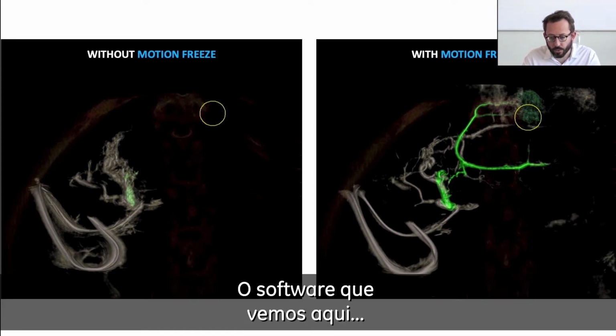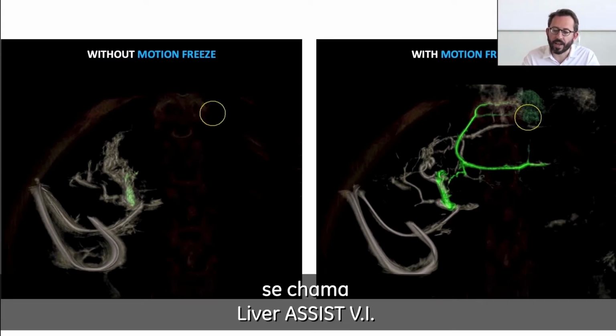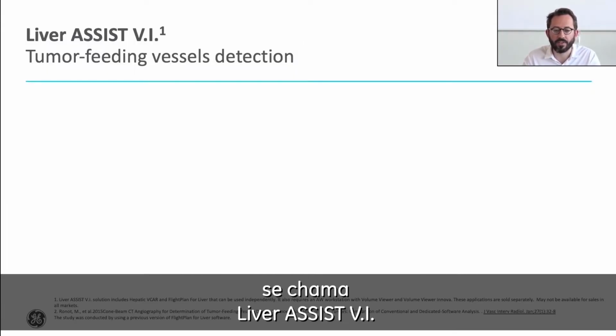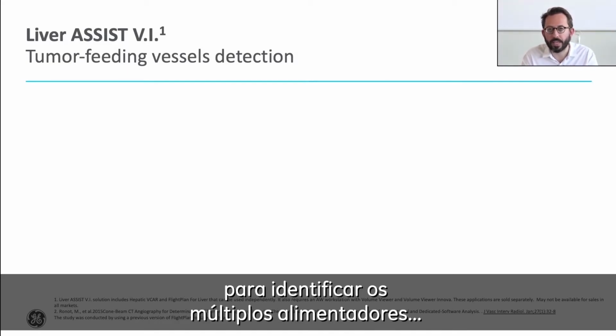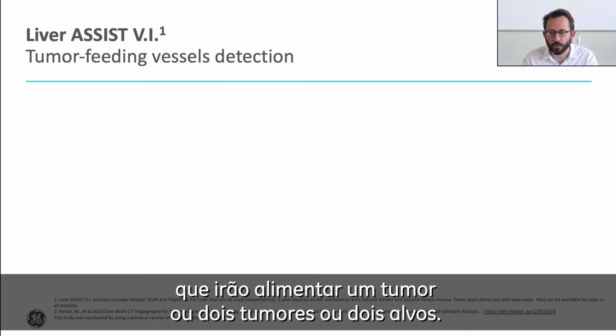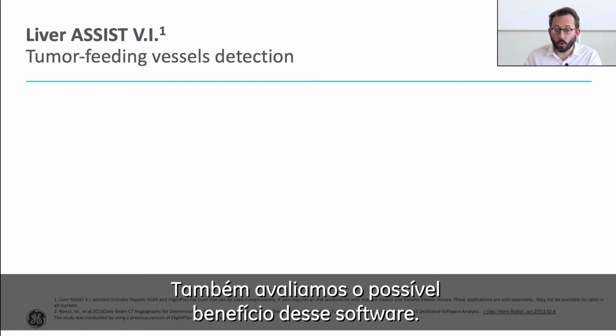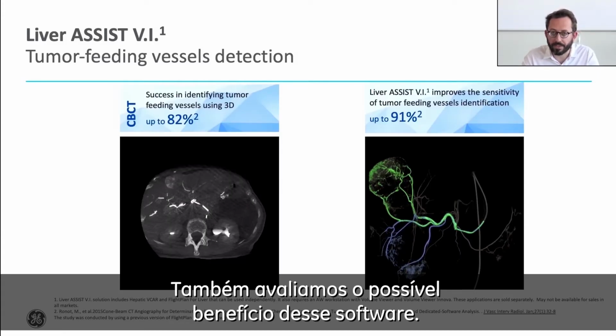This software that you're seeing here, this very IDE, is called Liver Assist VI. The idea behind it is that sometimes you need help identifying the multiple feeders that will feed one tumor or two targets. And we've also assessed the possible benefit of this software.